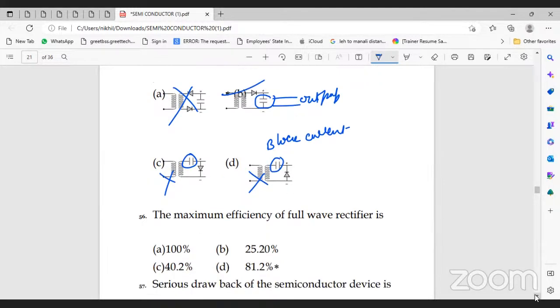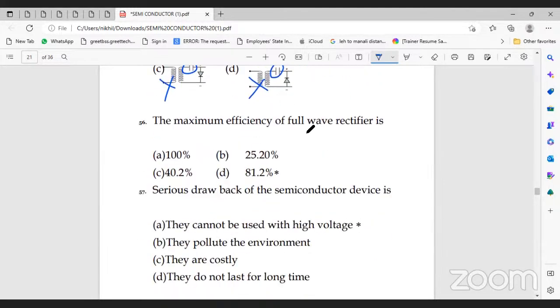You know the maximum efficiency for the full-wave rectifier is 81.2%. For the half-wave rectifier, it is 40.6%. For full-wave, it is 81.2%.